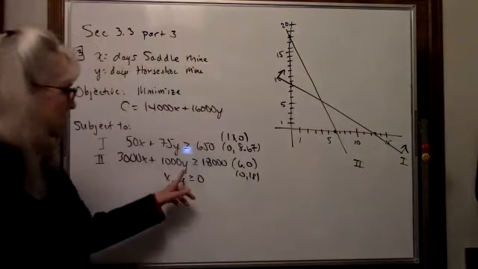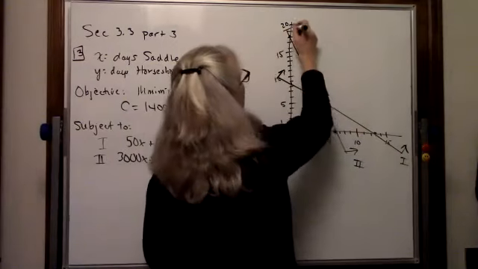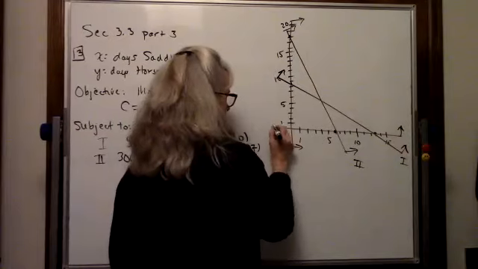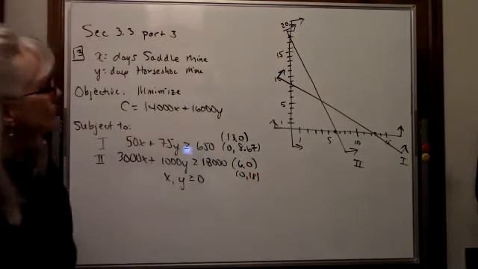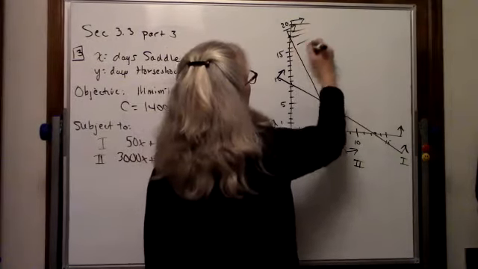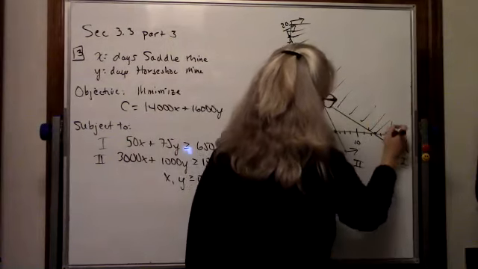Testing the origin again, 0 is not bigger than 18,000, so it's going to shade away. We also know that we're in the first quadrant, so we'll tack on our X and Y greater than or equal to 0, and there it is. So for the first time, we're seeing that unbounded region.